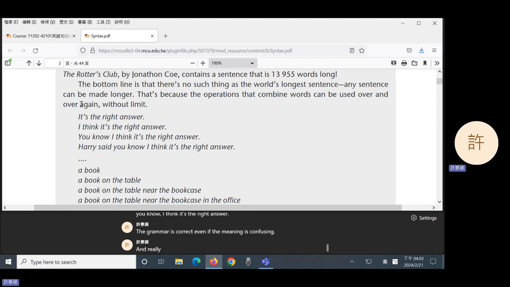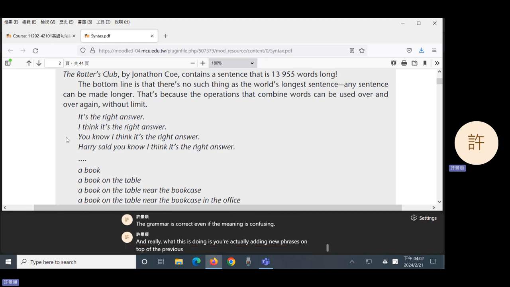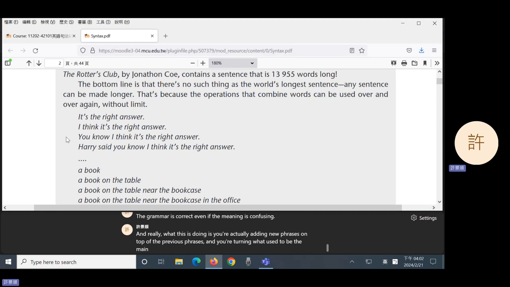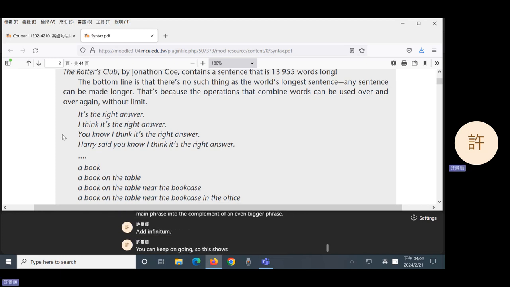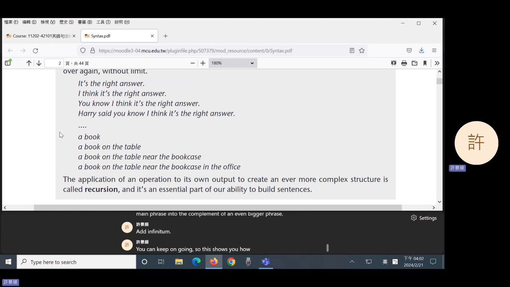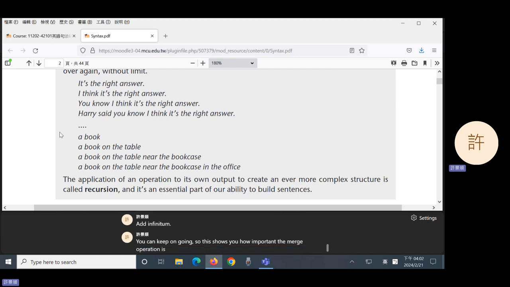And really what this is doing is you're actually adding new phrases on top of the previous phrases. And you're turning what used to be the main phrase into the complement of an even bigger phrase. Ad infinitum, you can keep on going. So this shows you how important the merge operation is in English sentence structure. But the grammar has to be correct.